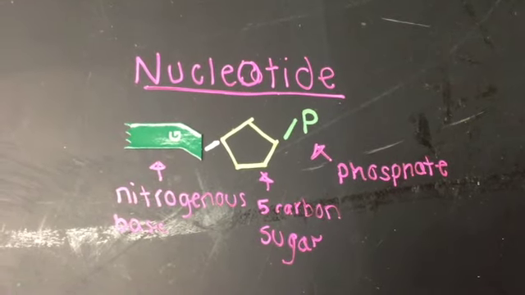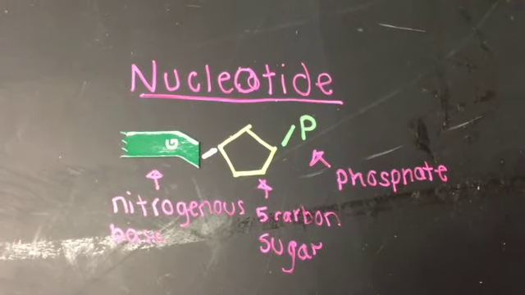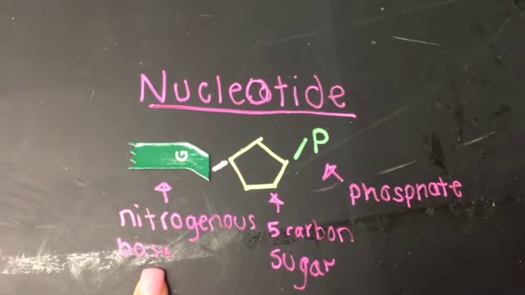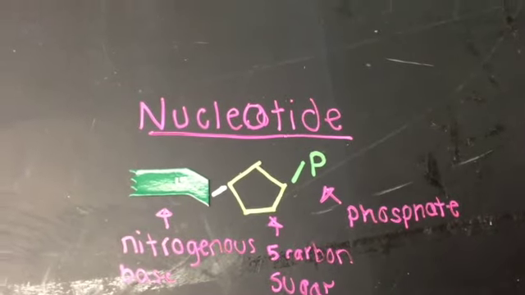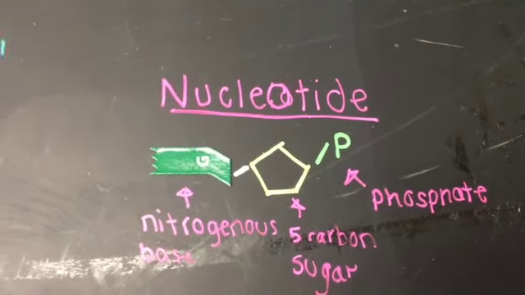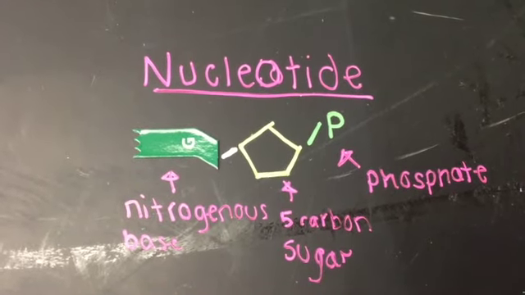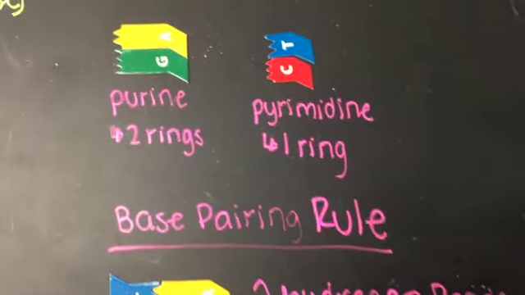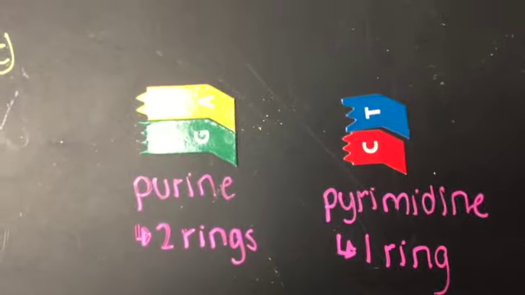So nucleotides are monomers for DNA, and nucleotides are made up of 3 different parts. They're first made up of a nitrogenous base, which is either guanine, adenine, thymine, or cytosine. And then nucleotides are also made up of a 5-carbon sugar, which is attached to a phosphate group. So here are the 4 different kinds of nucleotides.